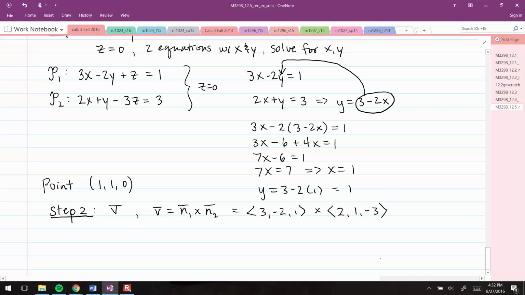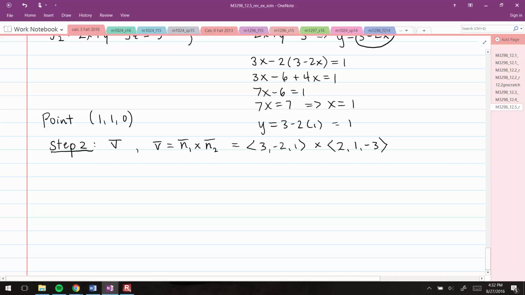Alright, so there are different ways to find the cross product. First of all, it's different than the dot product, a little bit more involved. I'm going to do this determinant style with a matrix. I have my i, j, k unit vectors, then I write 3, -2, 1, then next I write 2, 1, -3, and I want to find the determinant of that.